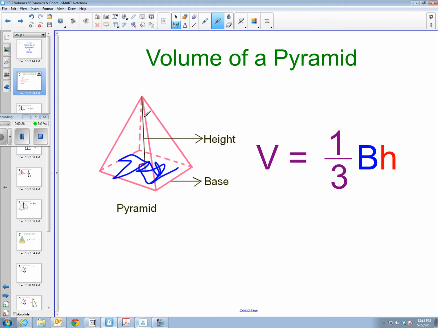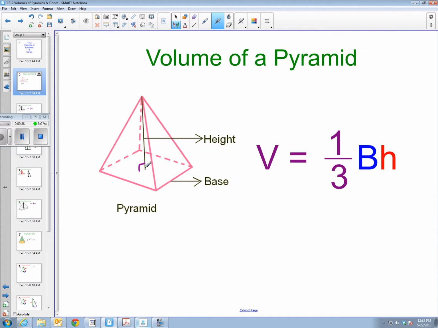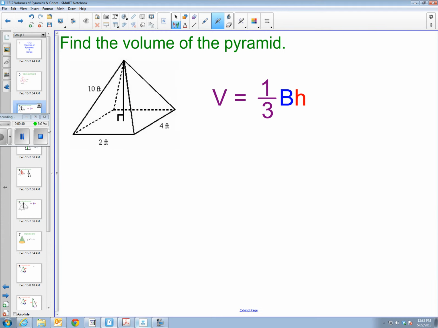The height, you'll remember, is the height of the object. We're not looking for a slant height. We're looking for the height of the pyramid, which always meets the base at a right angle. Since there's a right angle here, we know that this black line represents the height of the object.